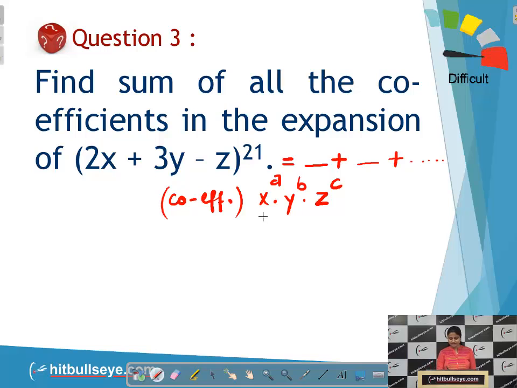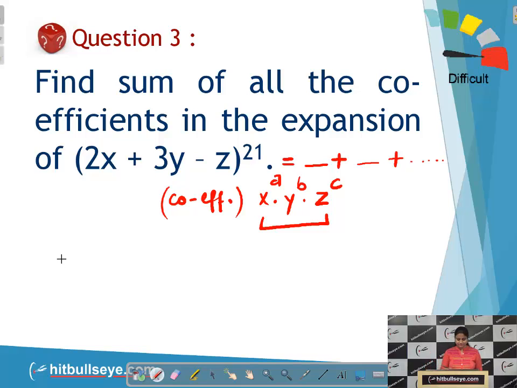But we are interested only in the coefficient. So we have to eliminate x, y and z. We are not interested in the variables. We don't need x, y and z. We need only the coefficients with the positive sign between them. That is the meaning of this question. So how do we eliminate these variables?